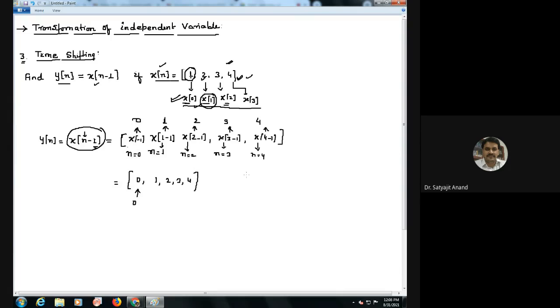So what is the waveform? The waveform will be like this. This is 1. This is 2. This is 3. This is 4. So 0, 1. I'm very sorry. Wait a minute.